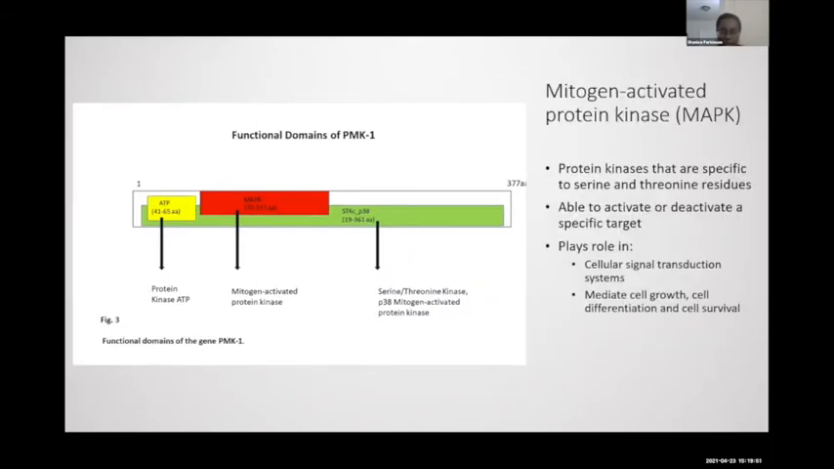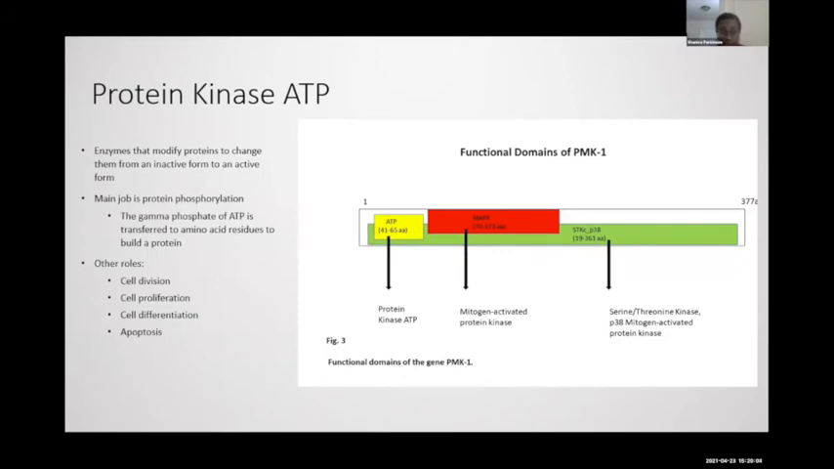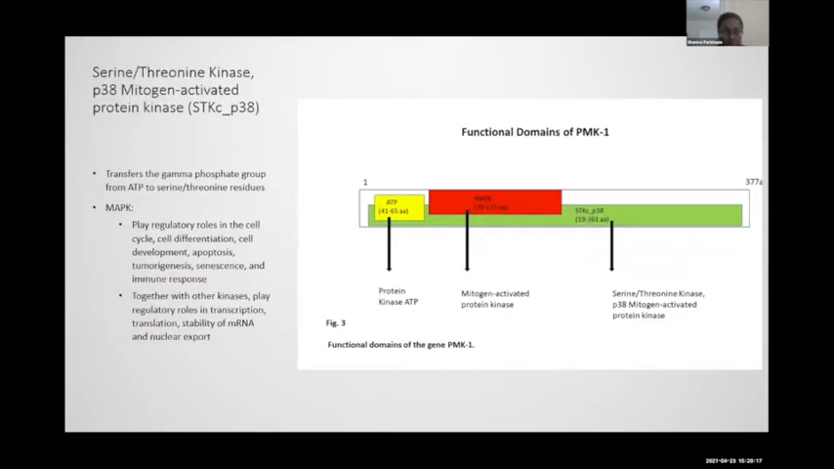So one of the domains we found was the mitogen activated protein kinase, or MAPK, and this domain is responsible for cell growth and cell differentiation. Another domain was the protein kinase ATP, and that is responsible for mainly protein phosphorylation, and it aids in cell proliferation as well. And finally, the other domain that we found was the serine threonine kinase, P38 mitogen activated protein kinase. And this also plays regulatory roles in cell proliferation, and it also mediates immune response.